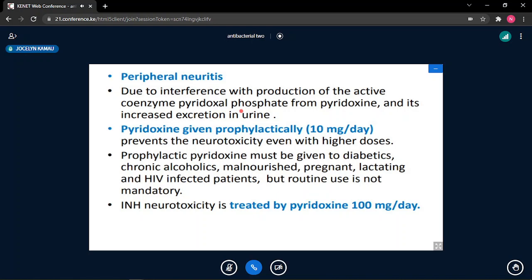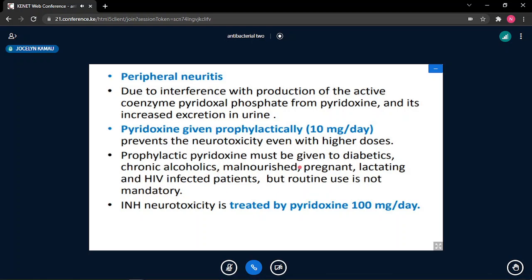And pyridoxal phosphate is an important coenzyme in very many body pathways. It is synthesized from pyridoxine, and that is why, to minimize this, most of these patients are given vitamin B6, or pyridoxine, prophylactically, and this prevents the neurotoxicity even with higher doses. So normally, that is why you find these patients also being given vitamin B6.